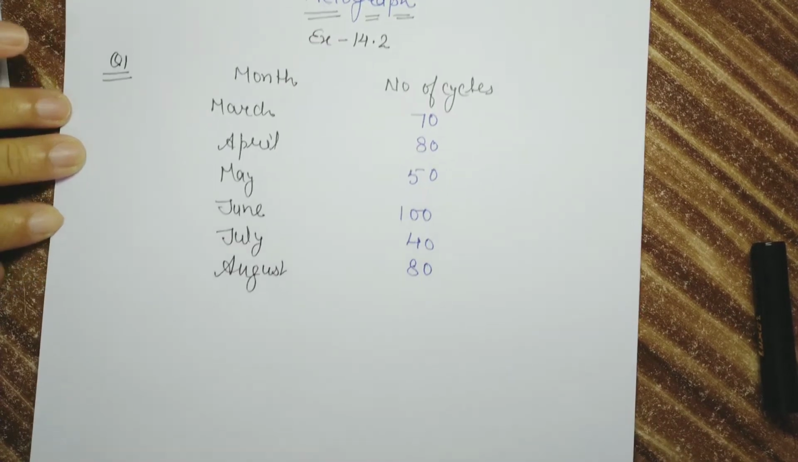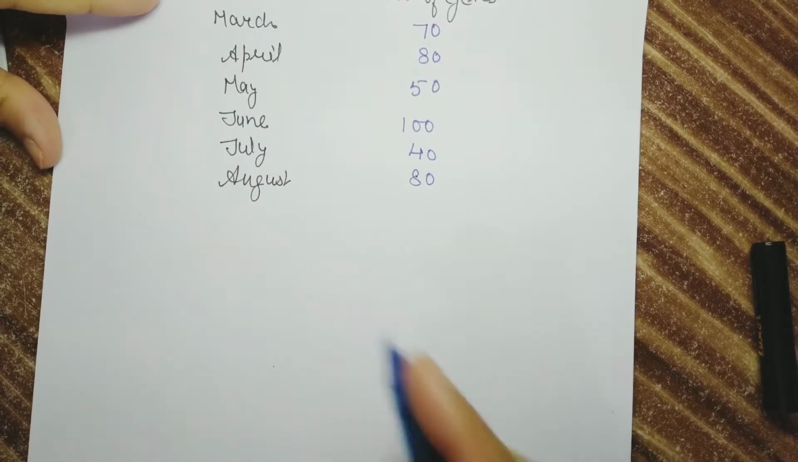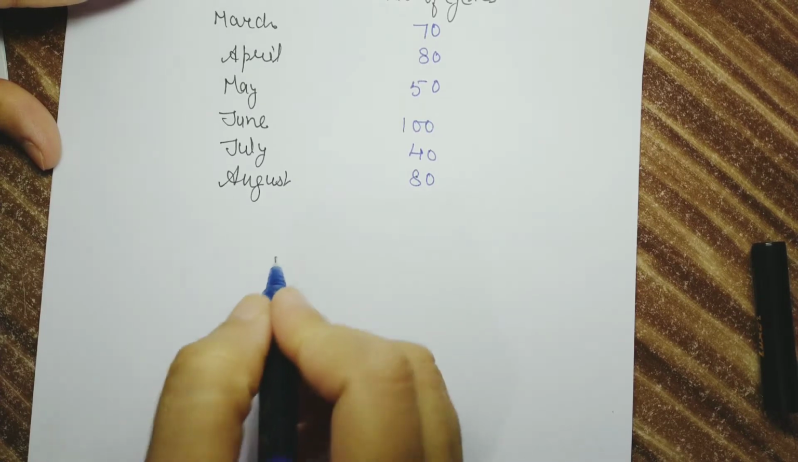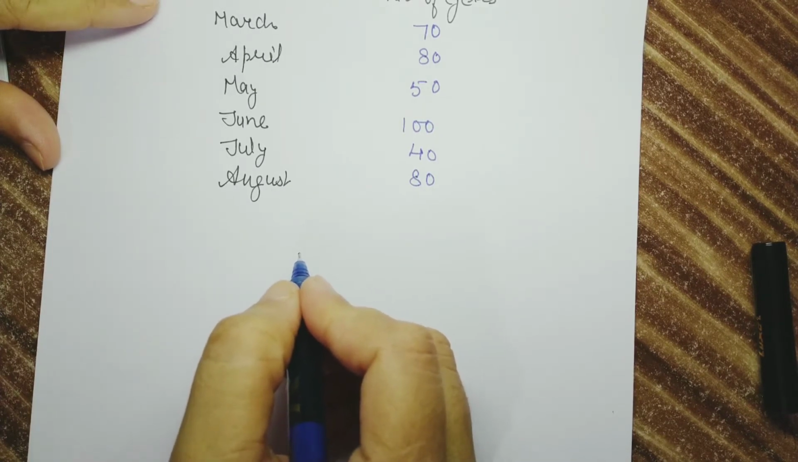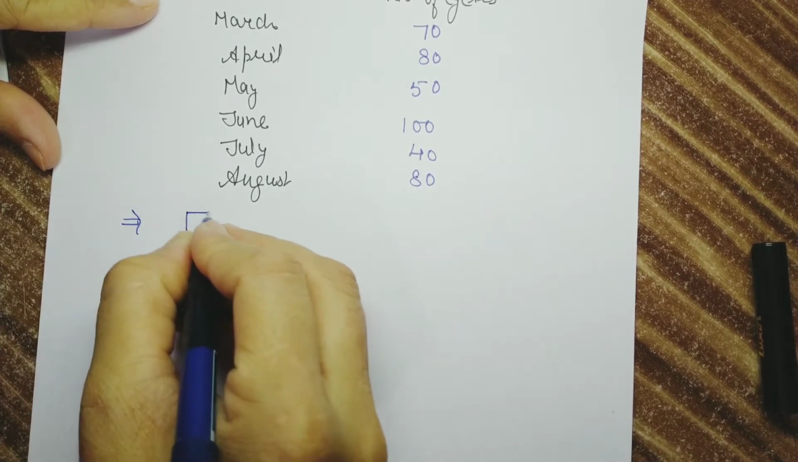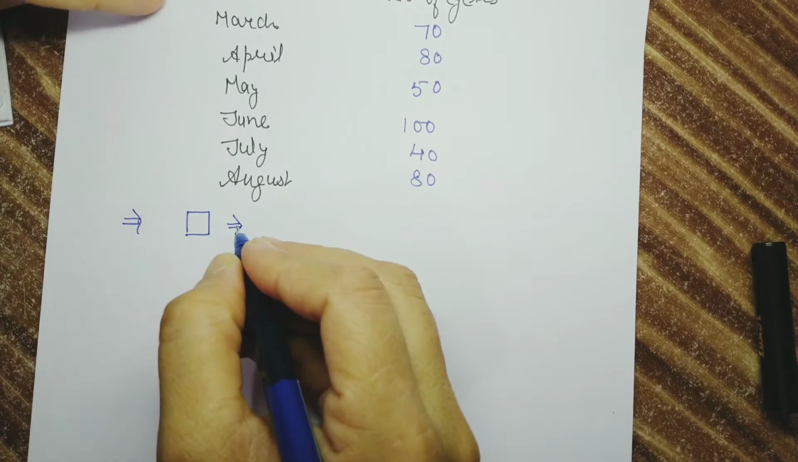So students, the given information we have to represent with the help of pictograph. Whenever we are going to draw the given data in a pictograph, first of all you have to set a scale. A scale means you set how many cycles one picture represents. So this is called the scale.